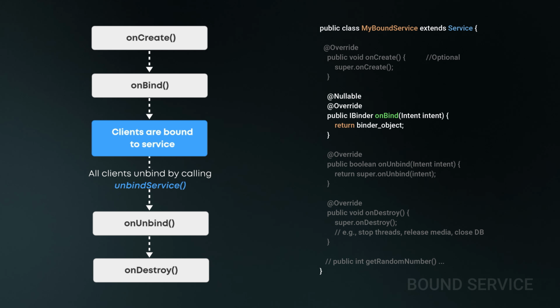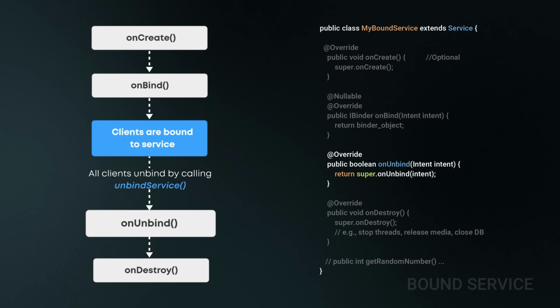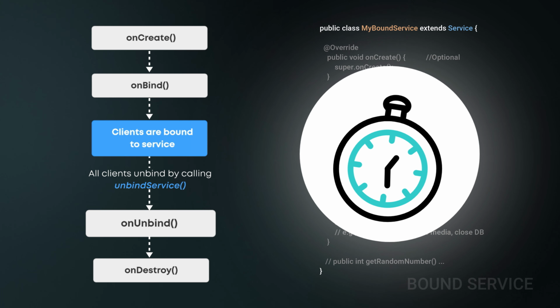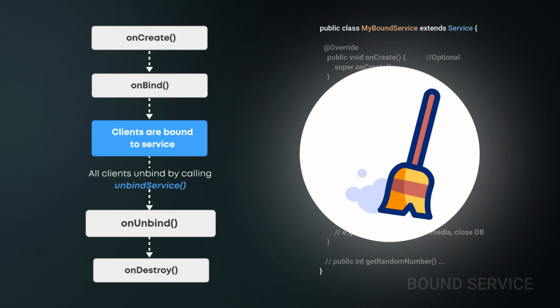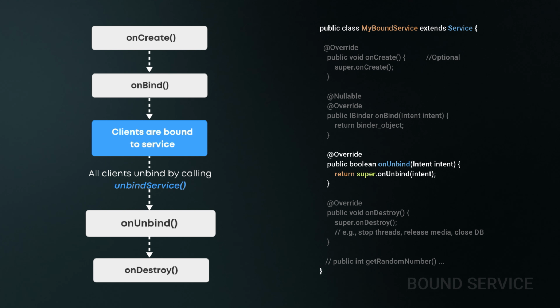When the client unbinds, either by calling unbindService or when the activity is destroyed, the system calls onUnbind in your service. This is your chance to pause tasks, stop timers, or prepare for cleanup. If you want to allow rebinding later, return true. Otherwise, return false to skip calling onRebind next time.